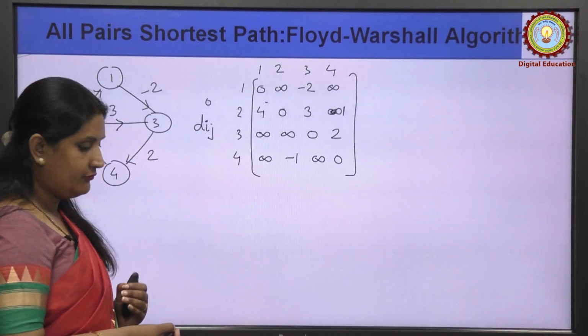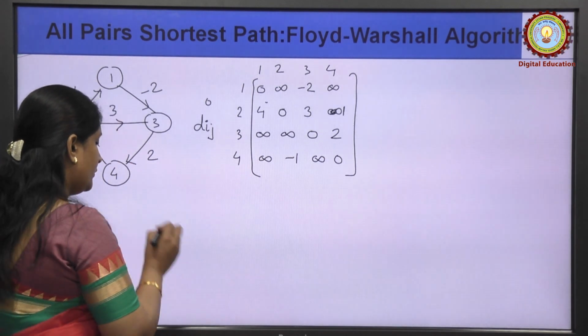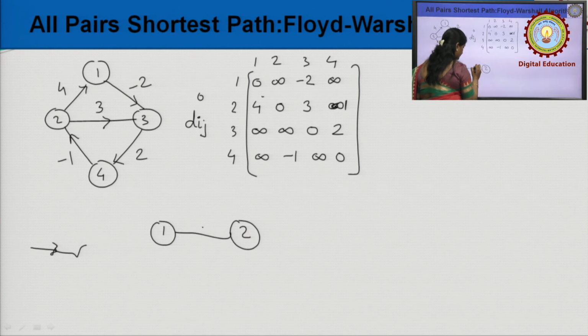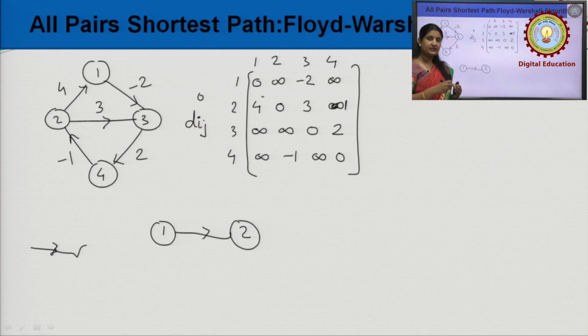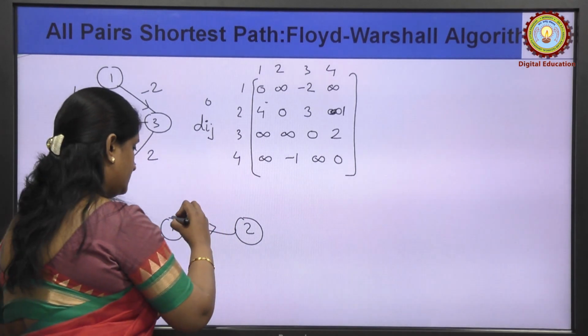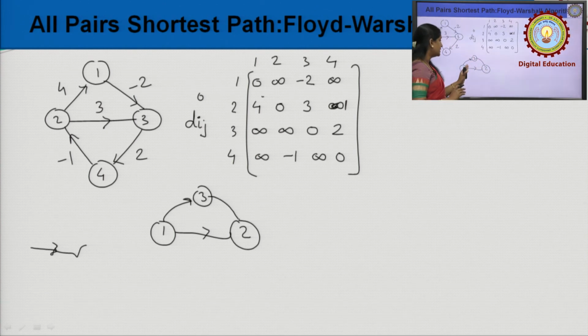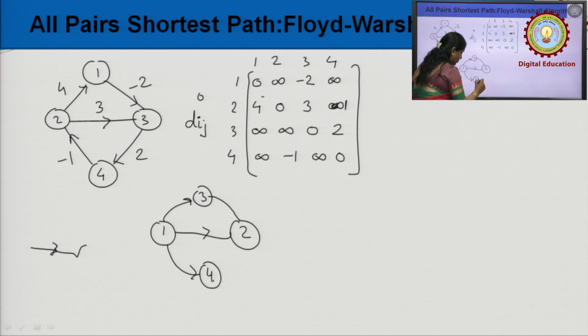So in the Floyd-Warshall algorithm, the approach is: suppose we have a direct edge from vertex 1 to vertex 2, that is the minimum. We find out whether there is any shorter path via vertex 1, or any shortest path via vertex 3, or via vertex 2. If there is a path, then consider that shortest path.